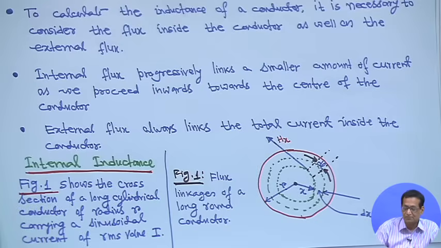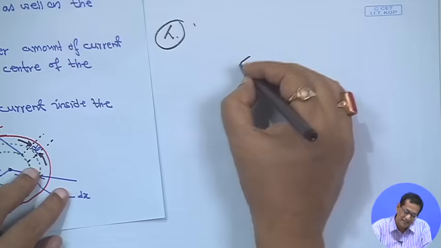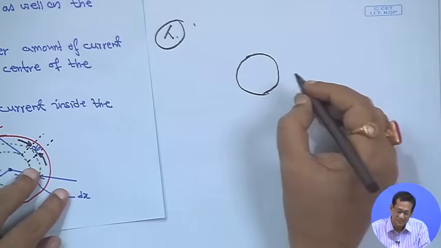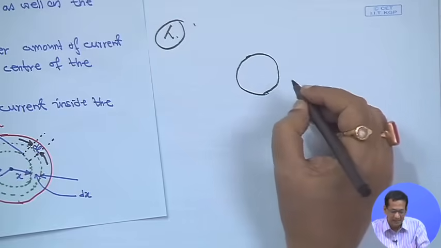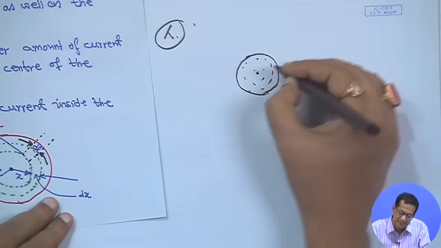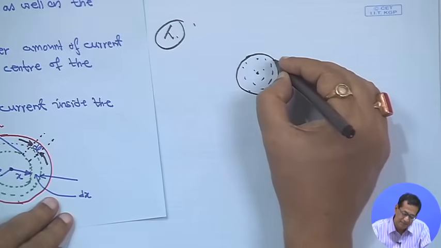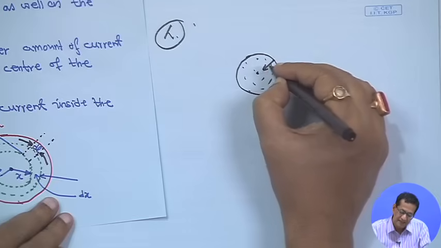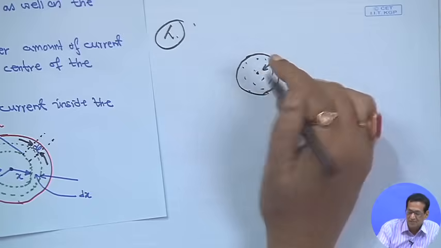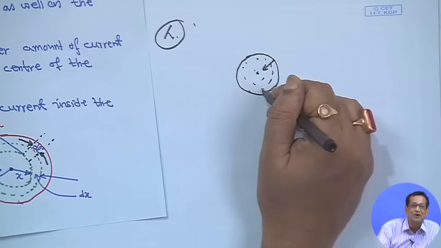Now, internal flux progressively links a smaller amount of current as we proceed inwards toward the center of the conductor. For example, say that this is the cross-sectional view of the conductor, and it is carrying current. Assuming uniform current density, suppose this is the center. If you move from this surface toward the center, it progressively links a smaller amount of current, because we are assuming the current density is uniform.